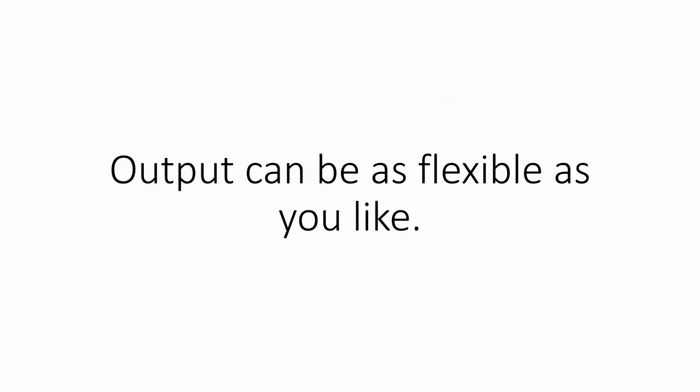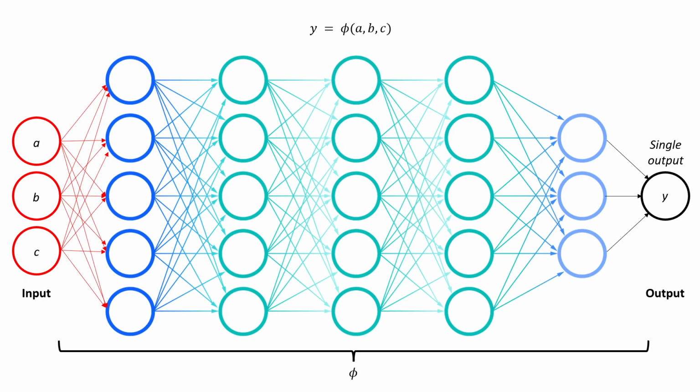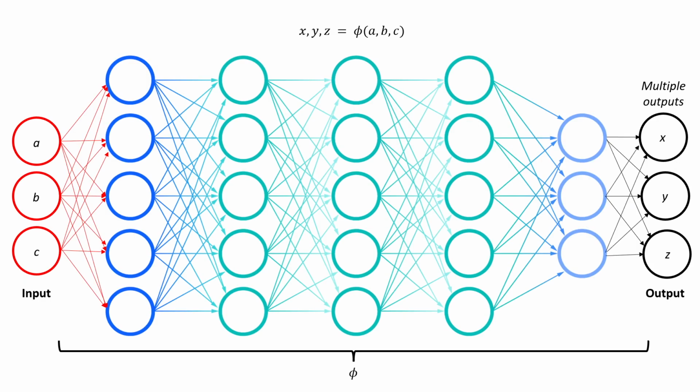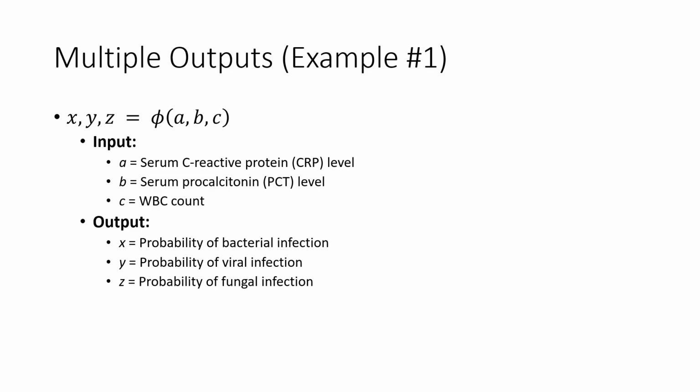Now, the outputs of the last two examples were pretty simple, and you would likely not need a neural network to solve these problems. However, the output of the network can be adapted to much more complex problems. Now, here is our neural network again, just with one output. Instead of having one output, our network could have three outputs instead. Notice that A, B, and C are still the inputs, but now we have three outputs, X, Y, and Z. So, rather than simply predicting whether someone has an infection, you may want to use a neural network to predict the probability of different types of infections based on these three levels.